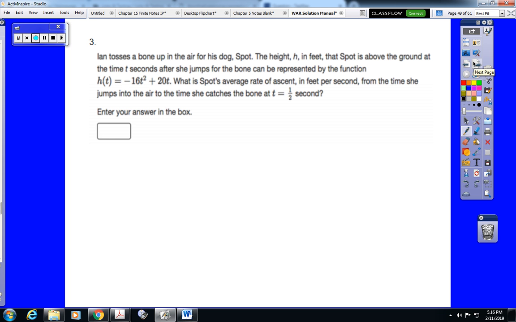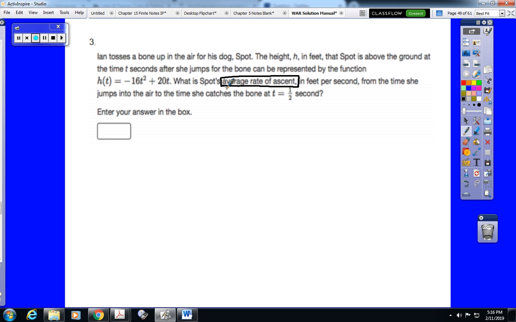Next up, number 3. Ian tosses a bone up in the air for his dog Spot. The height in feet that Spot is above the ground at the time t seconds after she jumps for the bone can be represented by the function h of t equals negative 16t squared plus 20t. What is Spot's average rate of ascent? Those are the key words right there that tell us what we're supposed to be doing.